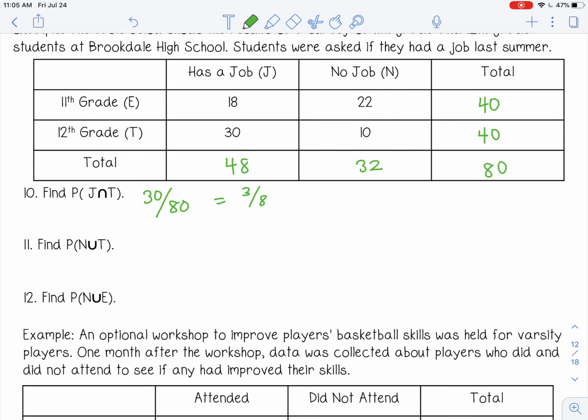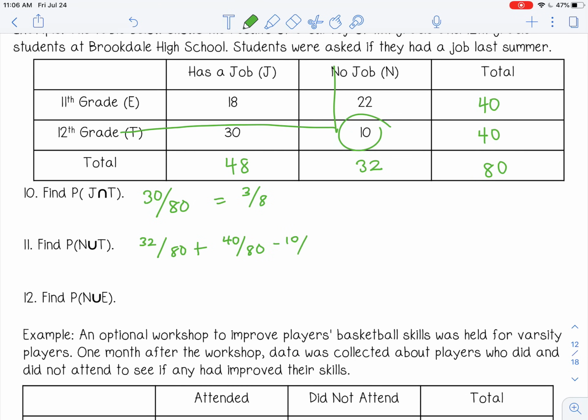Now for a union, remember we add the probability of both and then we subtract if they overlap. So let's find the probability of N, which is not having a job. So there are 32 students out of 80 that don't have a job. And then let's find the probability of T being a 12th grader. Oops. There are 40 12th graders out of 80. And then we want to subtract if they overlap. And in a two-way frequency table, there are always going to be overlaps. So T and N overlap here.